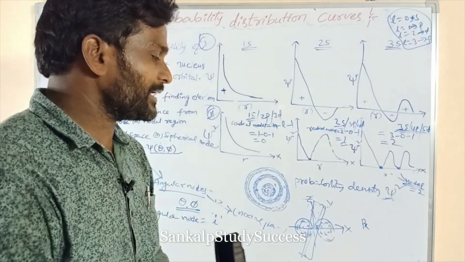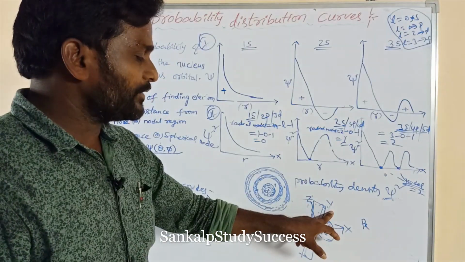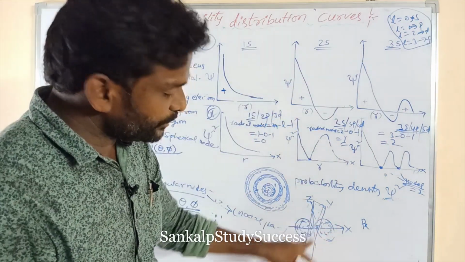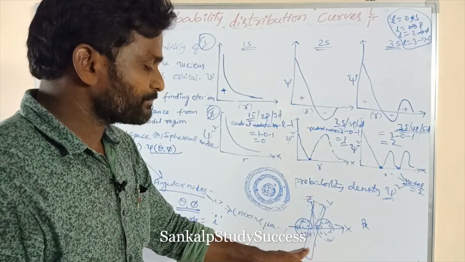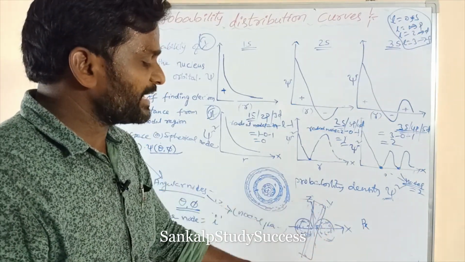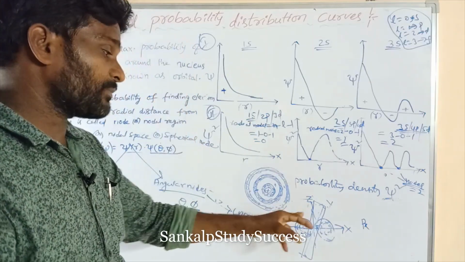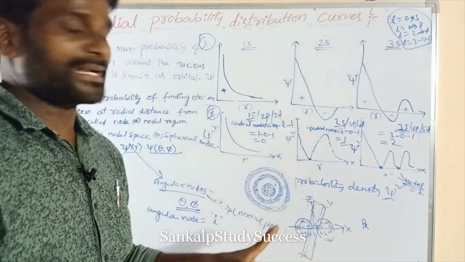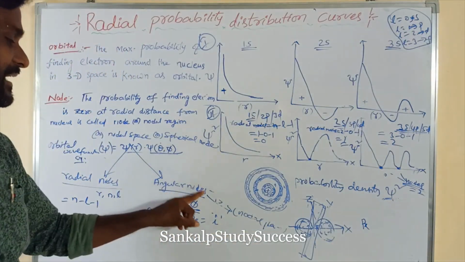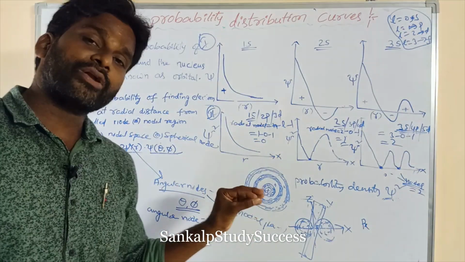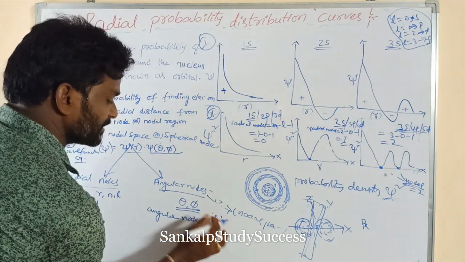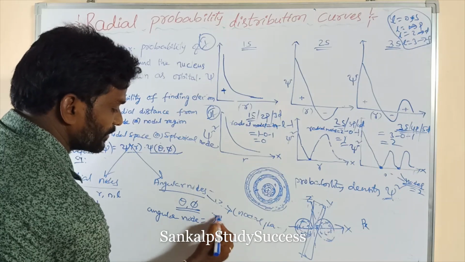So what is a nodal plane? A nodal plane is a plane passing through the nucleus, in an orbital, where the probability of finding the electron is 0. That is said to be a nodal plane or angular node. So angular nodes are also known as nodal planes. So what is the formula? Angular node is equal to L.